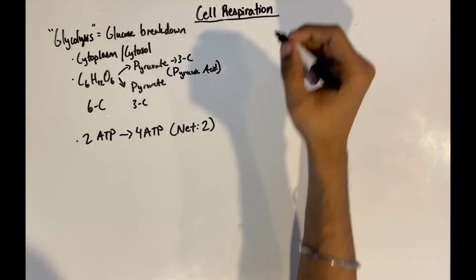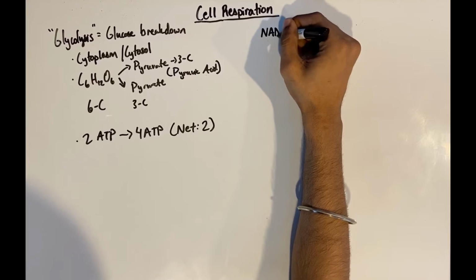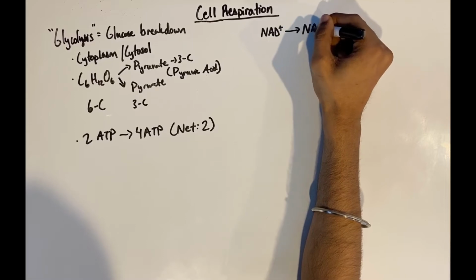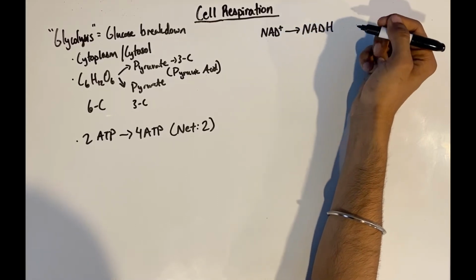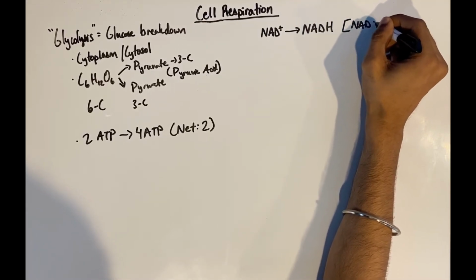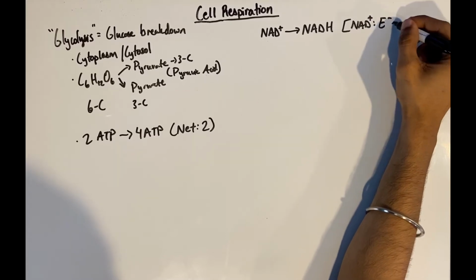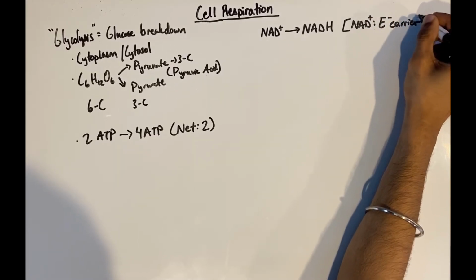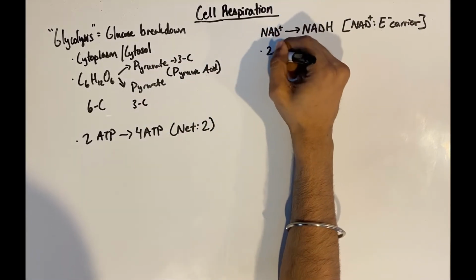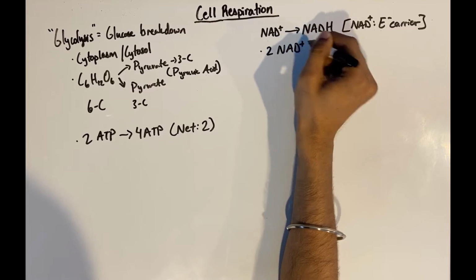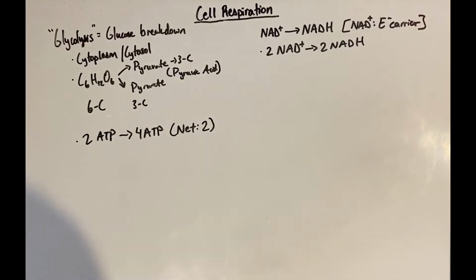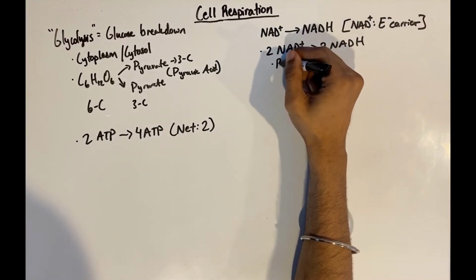In this process, a molecule known as NAD positive or plus is converted into NADH. NAD is an electron carrier, so we'll write NAD is an electron carrier. In glycolysis, 2 NAD positive or plus is converted into 2 NADH. This process is known as reduction.